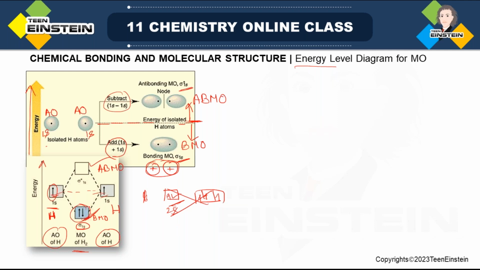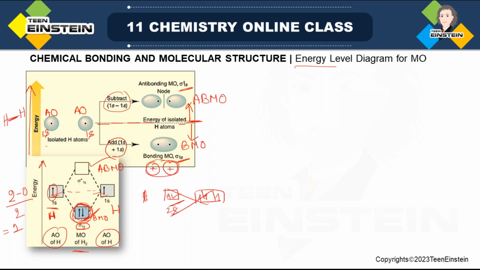So similar is the case. First you have to fill this BMO completely, then you can switch to sigma star, and maximum capacity is 2 electrons. So that is why both the electrons are here. And if you want to check the bond order, remember the rule: total number of electrons in bonding MO, which is 2 in this case, minus total number of electrons in anti-bonding, which is 0 in this case, divided by 2. So bond order is 1, and it means between two hydrogen atoms there is a single bond. In this way you can calculate bond order once you know how many electrons are present in bonding and how many in anti-bonding.